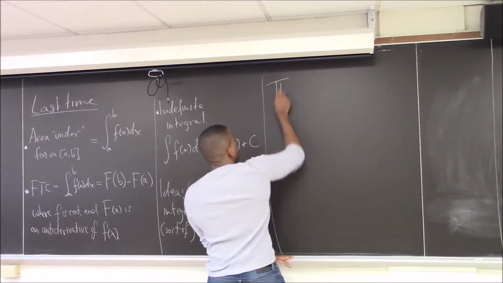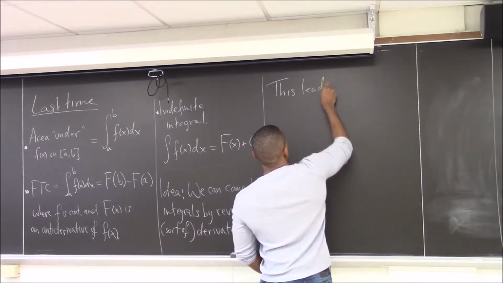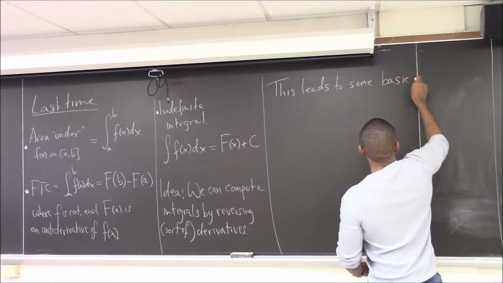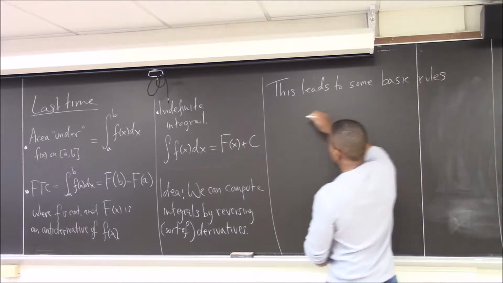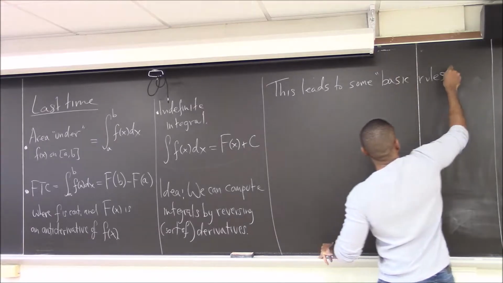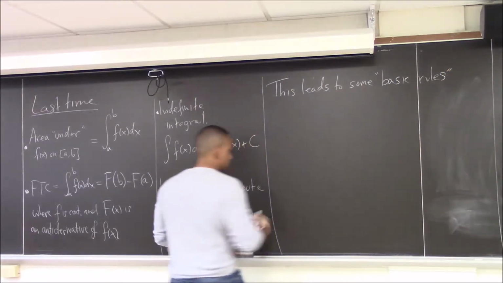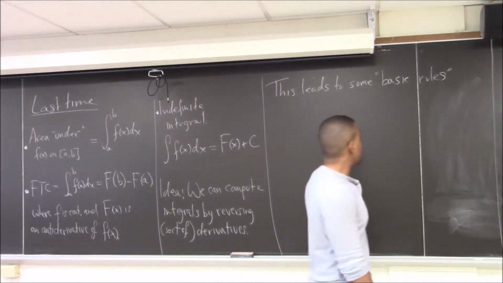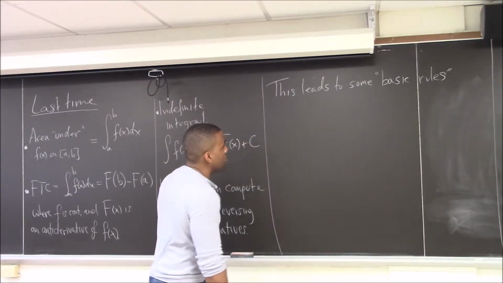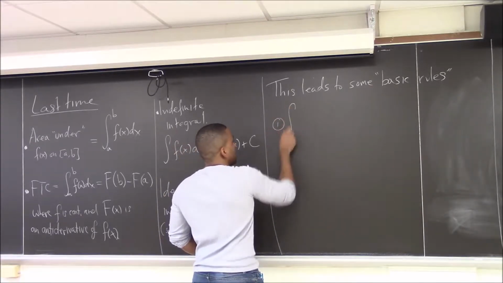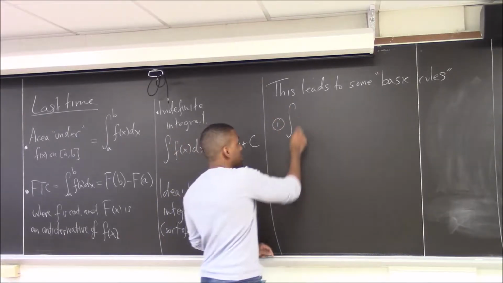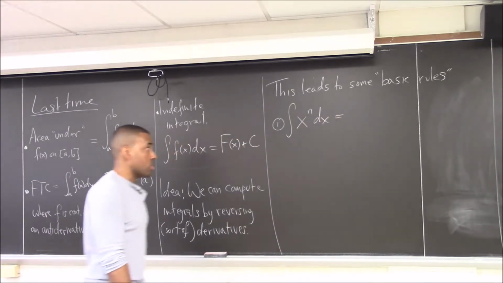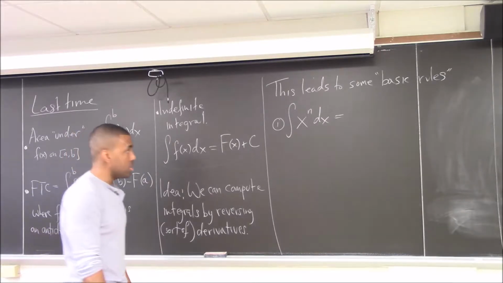So basically now this leads to some basic rules. Basic in the sense that these would be the easy ones, the low-hanging fruit that we can get pretty much easily for free. So one was the idea of the power rule, and this is one that we did introduce last time. We're going to do some more, where I wanted to find the integral of x to the n, where n is a constant, x is a variable.